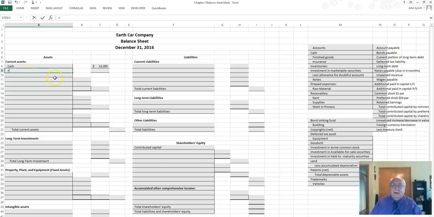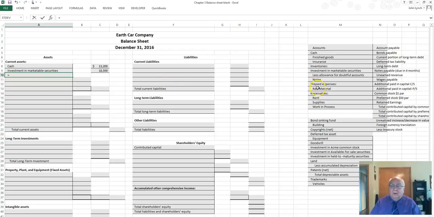Next one we have will be investments in marketable securities. Now, these are ones that you have, a lot of times they're classified as trading securities. These are the securities that you purchase with the intent of selling them in the near future, and that's what it's based off of, is the intent.